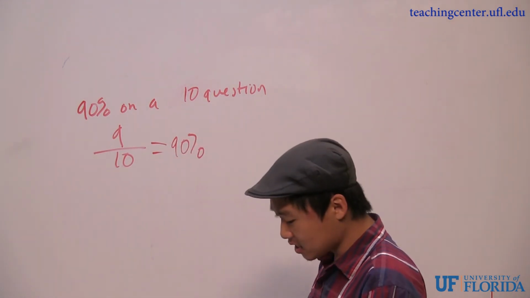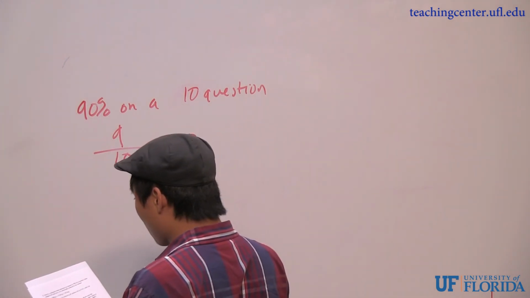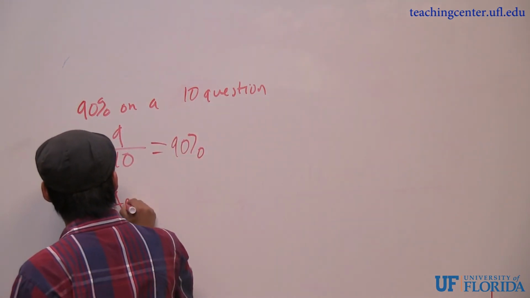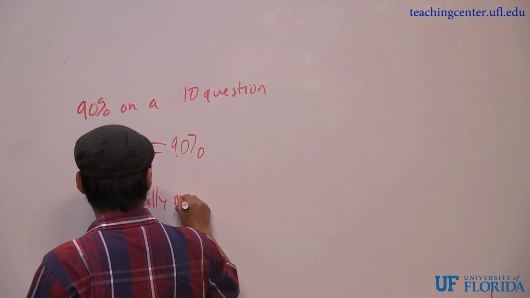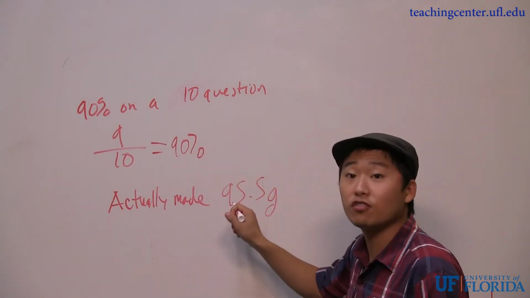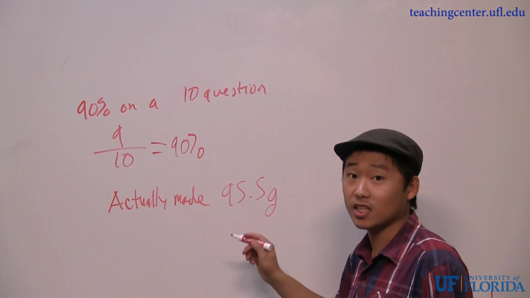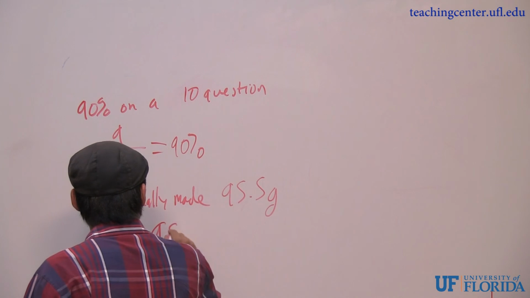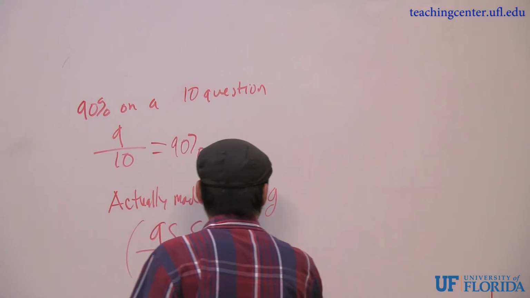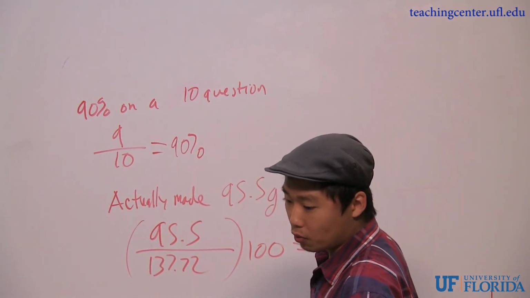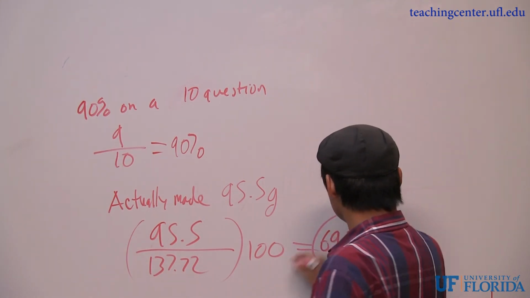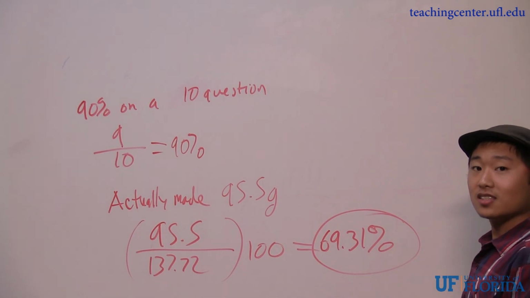And so that is where the 95.5 grams of CCl2F2 comes into play, because we actually made 95.5 grams. So to find the percent yield, we're going to divide this by the theoretical, which is what we found in the limiting reactant problem. So this is 95.5 divided by 137.72 times 100. And this is going to give me approximately 69.31%. And you have your answer.